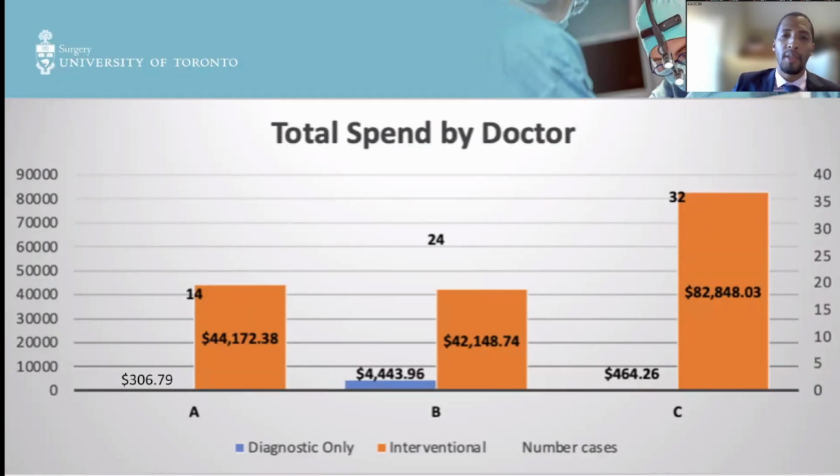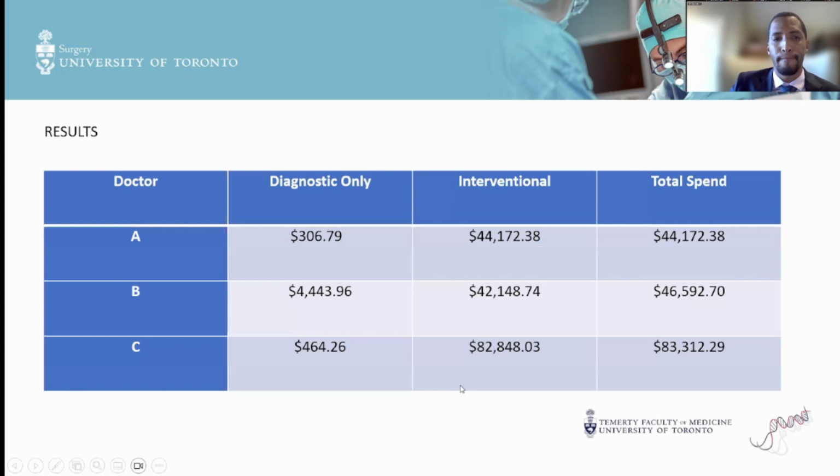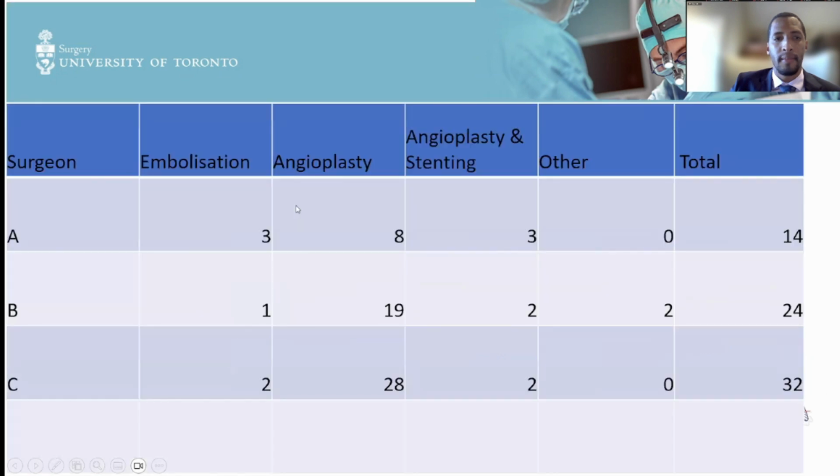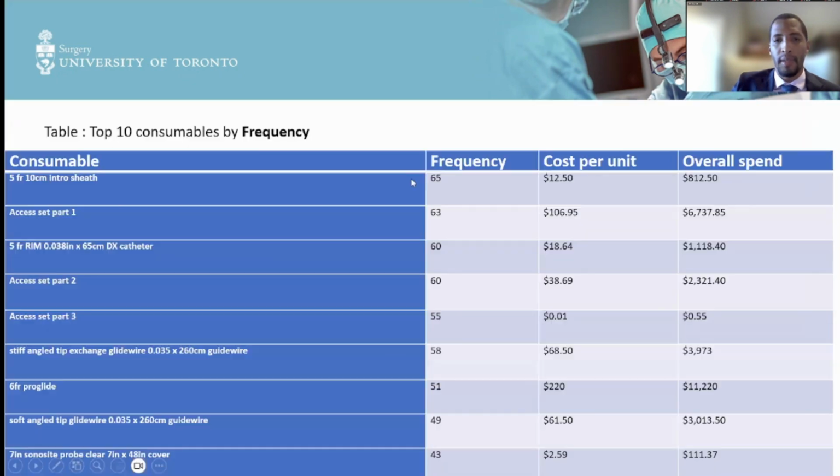This shows the total spend per doctor, divided into diagnostic and interventional. Again, there's a table showing the same information about total spend. The majority of cases were angioplasties only, but you can see we did a range of procedures through 3 months.